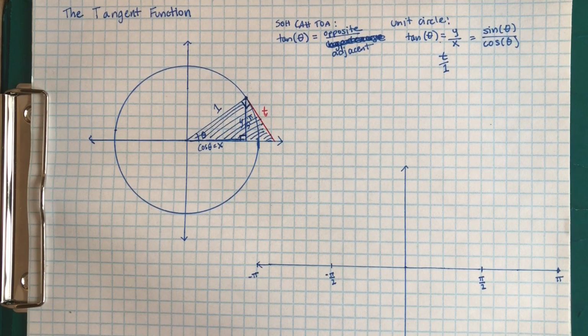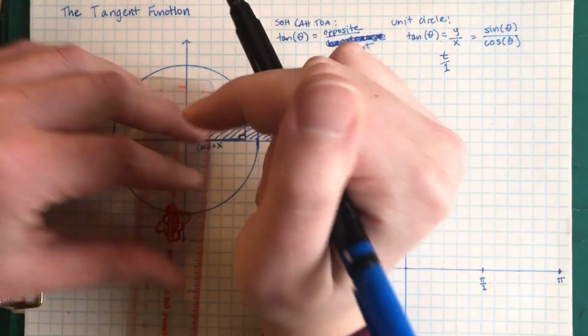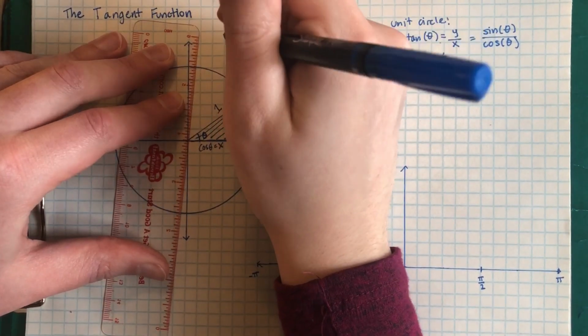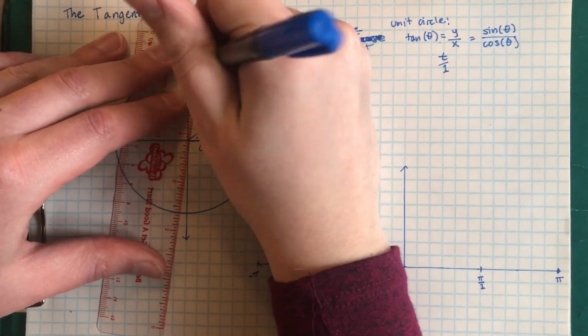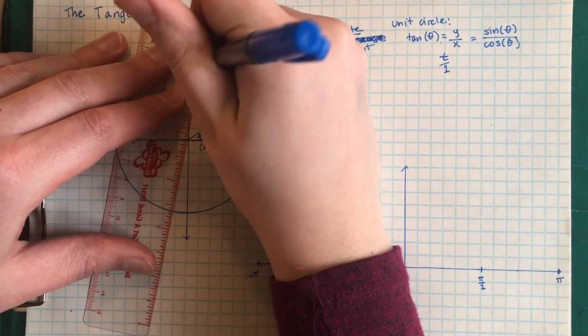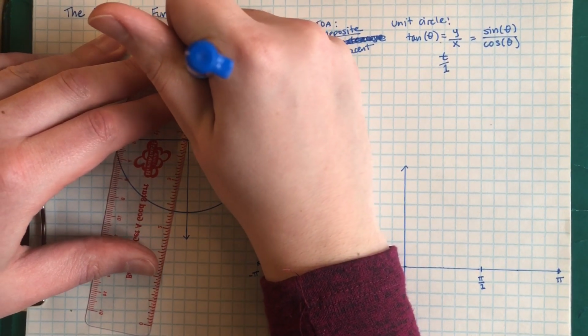Let's see what happens when we take an angle that is close to 90 degrees. So I'm going to draw a new angle in here.